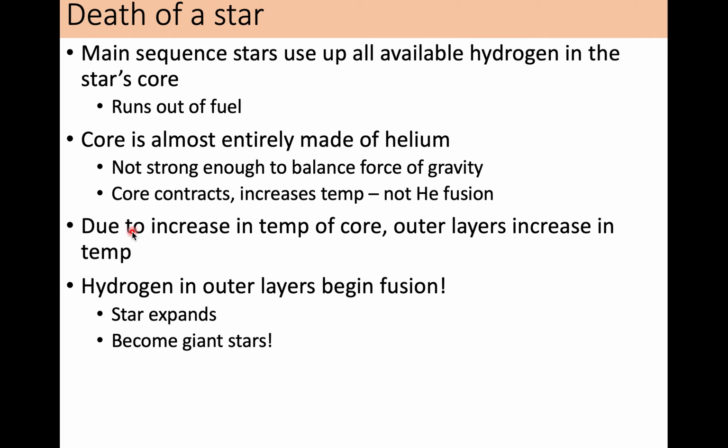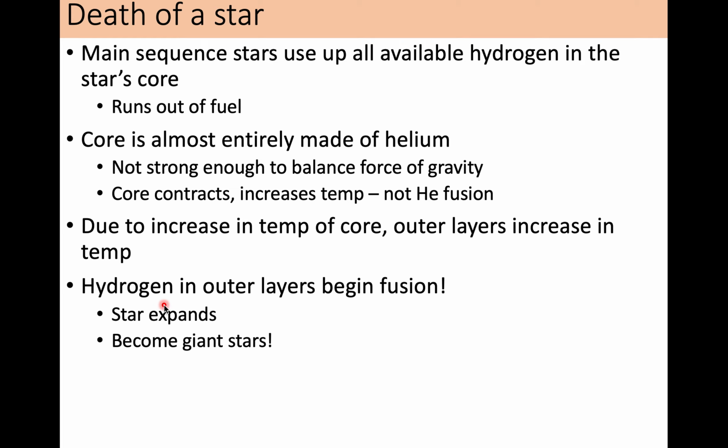Because the core is contracting and the core temperature is increasing, the temperature of the outer layers of the star is also going to increase. So now the outer layers of the star are hot enough to start hydrogen fusion. It's the same hydrogen fusion that was happening in the core. Because the core ran out of hydrogen, the core is going to get smaller, increase in temperature, and increase the temperature of the outer layers, causing that same hydrogen fusion to begin in the outer layers of the star.